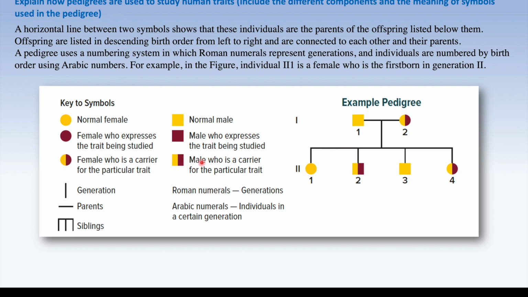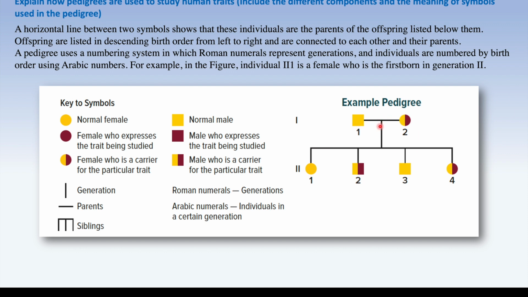If we have half shaded, it means this is a carrier, and the same thing applies for the female. Also, the Roman numerals on the left side represent the generations. So this is the first generation, this is the second, and if we have more here, it will be the third. The Arabic numerals are for individuals.